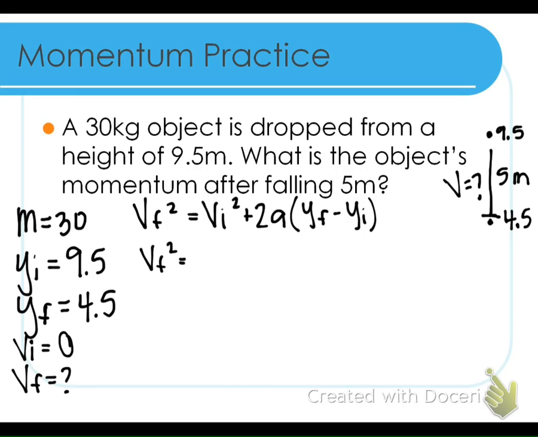We know the V sub i squared is going to be 0 because it's starting from a drop. Someone's dropping it, so its initial velocity is going to be 0. What's the acceleration when we're looking at vertical objects? Yeah, good, negative 9.8. And we'll take our final, which is 4.5, minus 9.5, which was our initial.